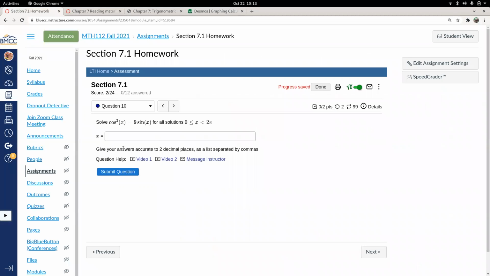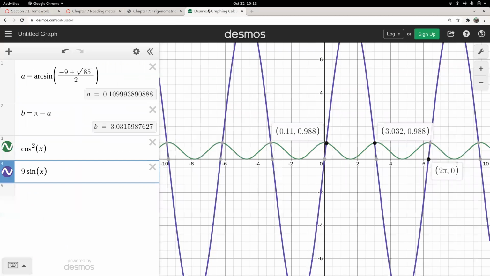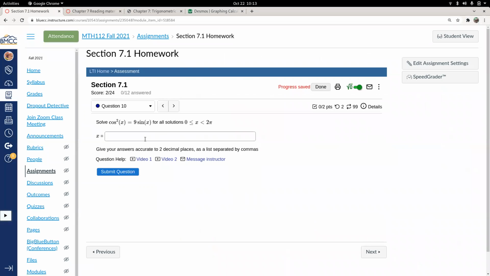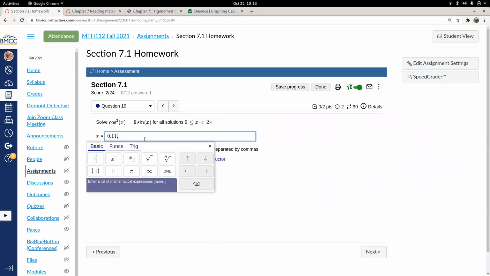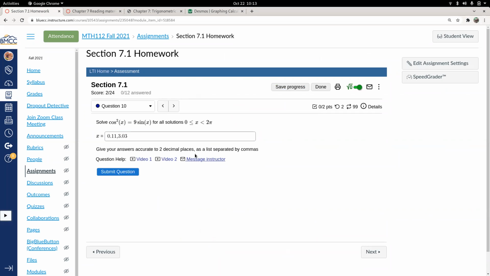Fine print. Give your answers accurate to 2 decimal places separated by commas. Yes, we just have 2 solutions. So 0.11 and 3.03. Comma. So those should be my solutions. It says accurate to 2 decimal places. You could enter more than that, but 2 is sufficient. So always look at the graph to double check.